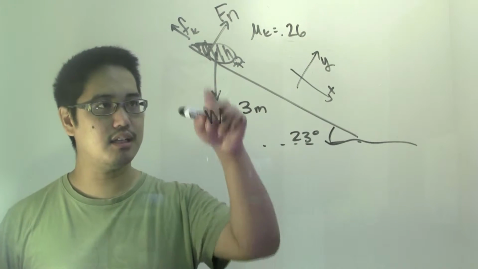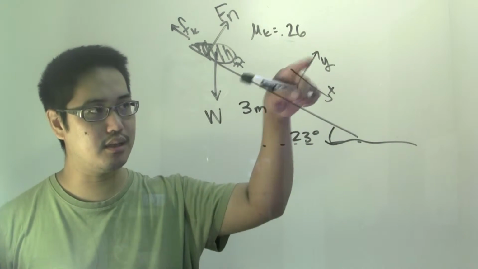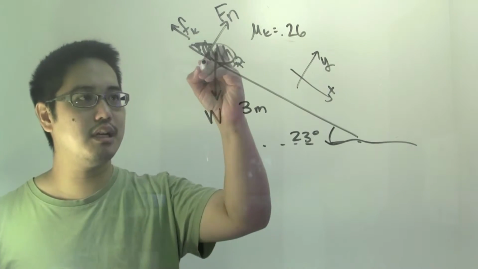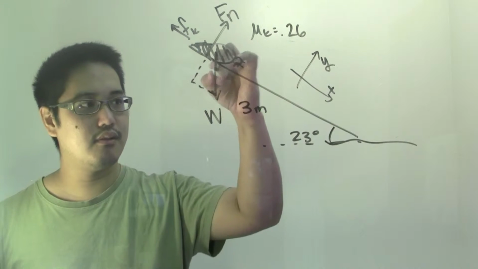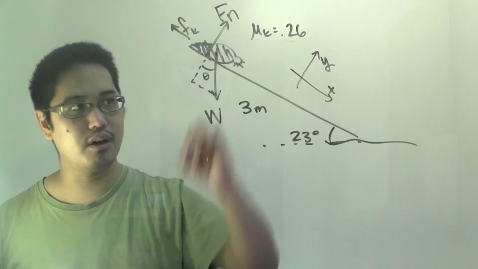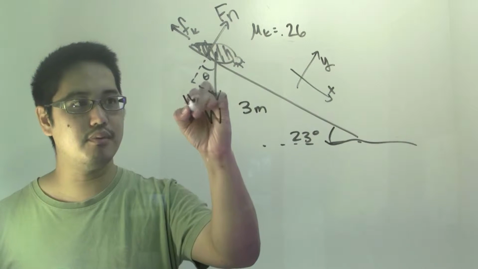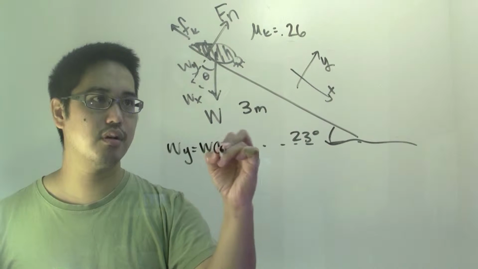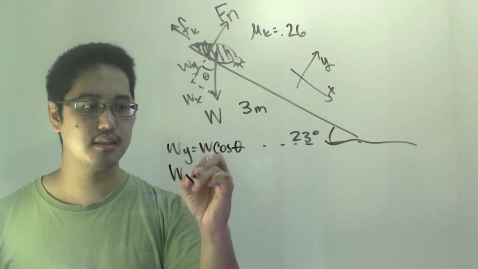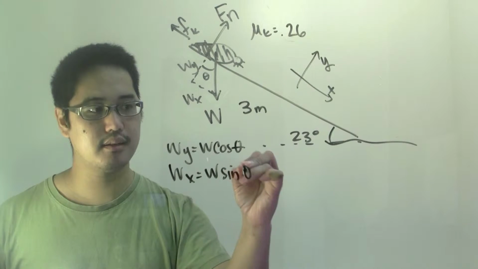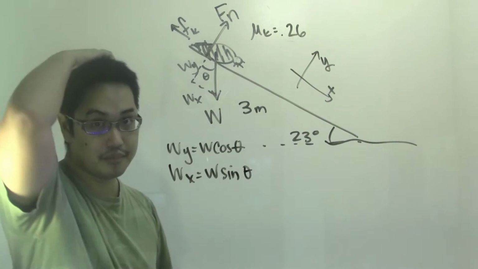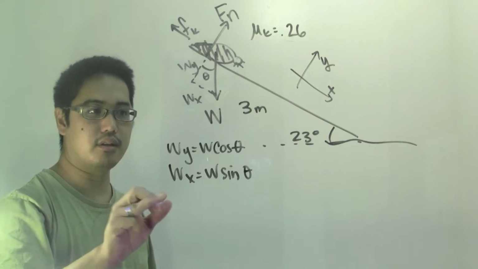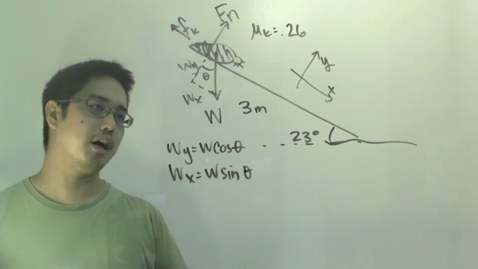If I switch this, I need to break the weight into its new components, because my y direction is in this direction, and my x direction is going slanted down. If that's theta over here, then this is theta as well. That means I would have a Wx and a Wy. Wy is equal to W cosine theta. Wx is equal to W sine theta. Look at that over there. So this is my weight in the x direction and my weight in the y direction. Those are the equations for that.